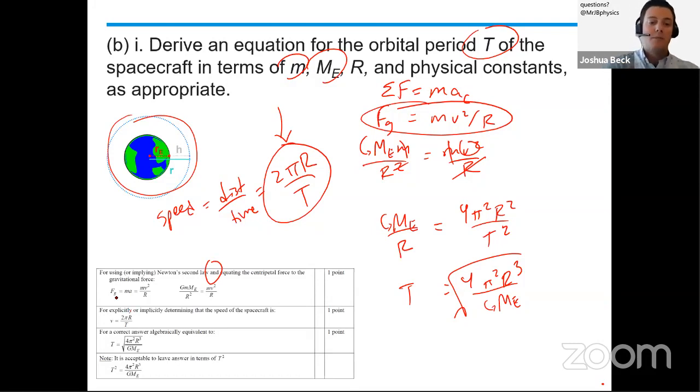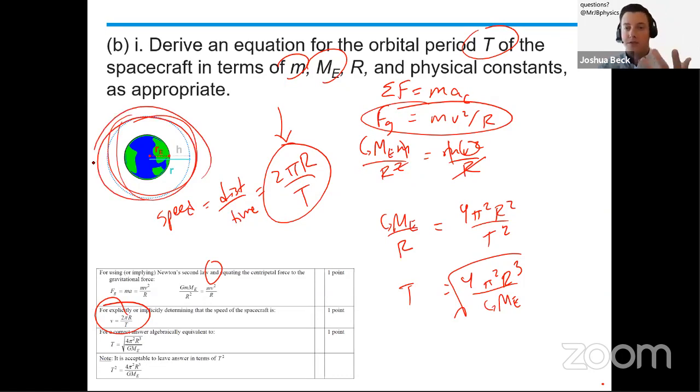The second point comes for substituting v for this 2 pi r over t. So recognizing that this is going in a circular path, once around the circle is 2 pi r, that's the distance divided by the time, that'll be the speed. I need to do that because that's the only way that I can introduce t into my derivation. And then the third point is for ending up with a correct expression of t.